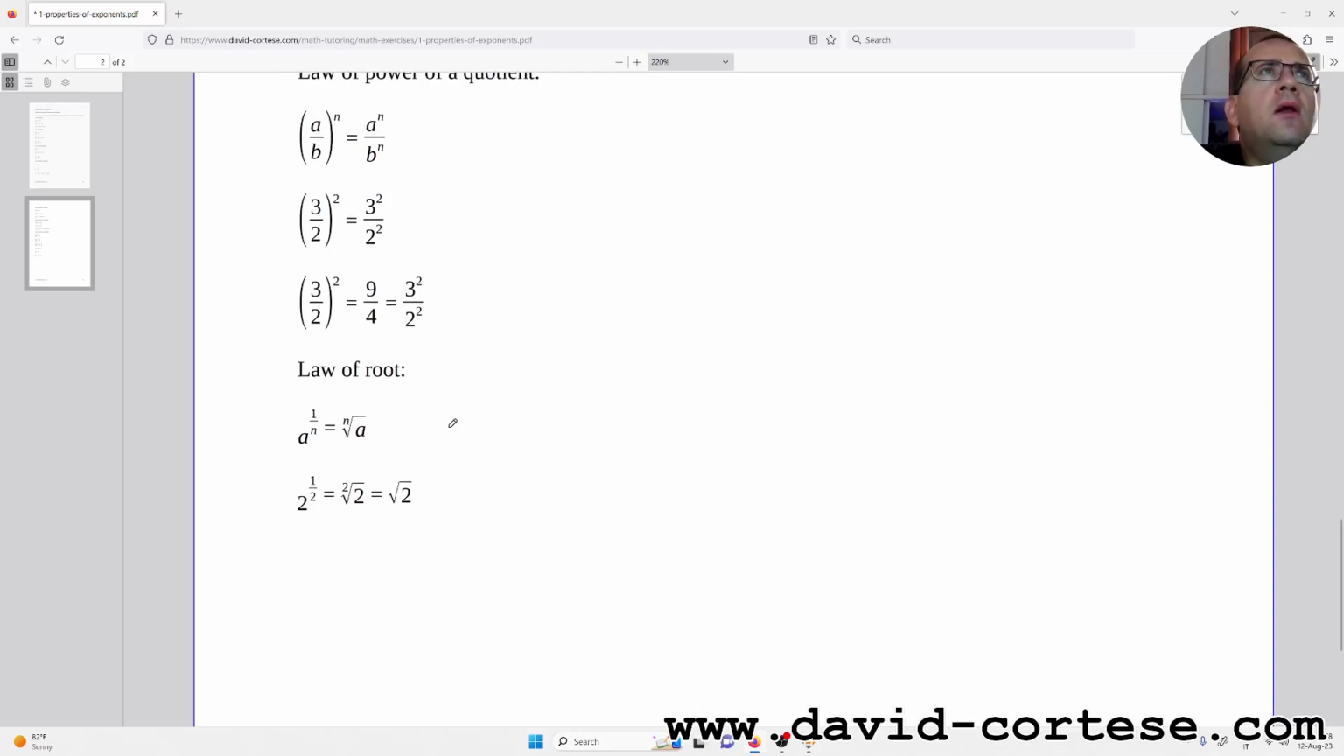And the last is the law of root. A raised to 1 over n is equal to the nth root of a. For example, 2 raised to 1 over 2 is equal to the square root of 2. We can write in this way or in this way. This way is most common. Is the most common way to write square root of 2. So for today is everything.